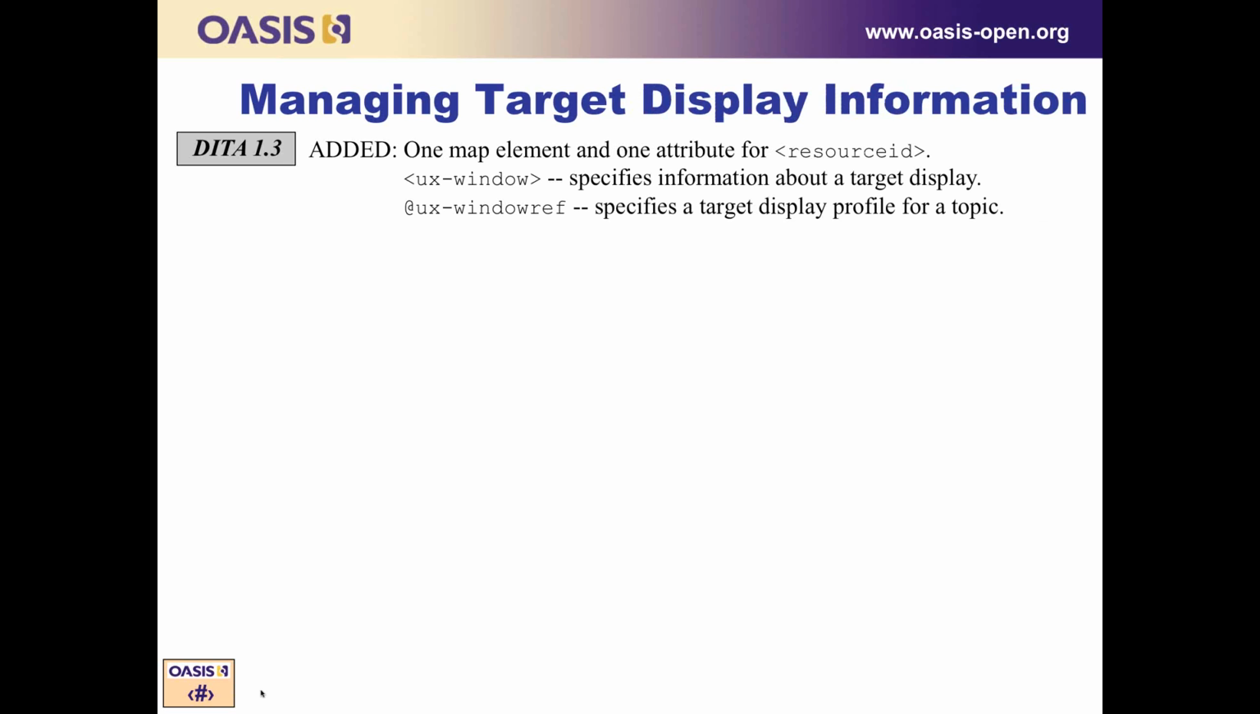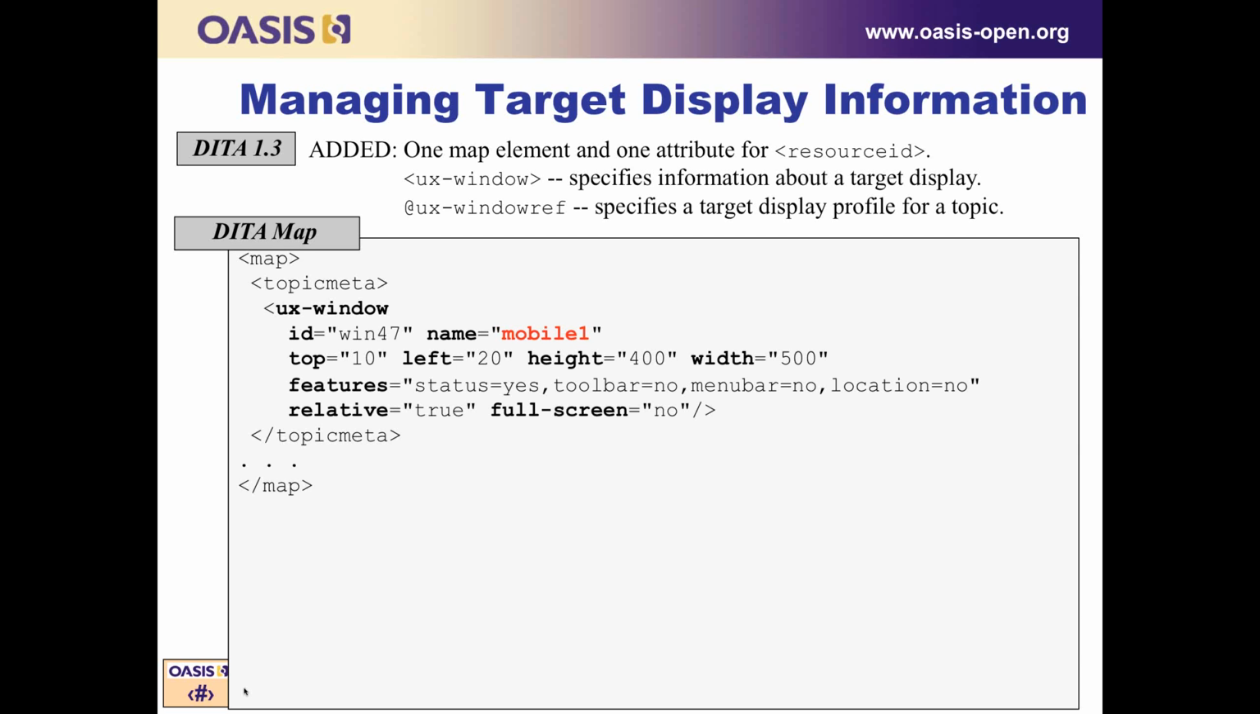Okay, to define one or more target display profiles in a map, we've added a map element called uxwindow, and we've added an attribute to resourceid called uxwindowref. So what you do is you define one or more target display profiles in a map and add display target attributes to that new map element, uxwindow. So in this example, you see a target display, the window or whatever, should be 400 pixels high and 500 wide and so forth. And all this information, which had been previously managed in external resource files, is now manageable and visible in DITA.